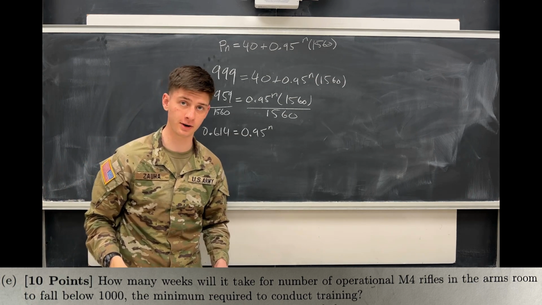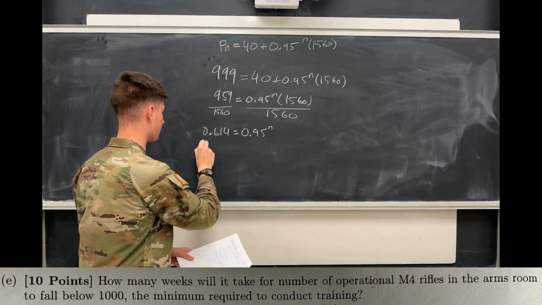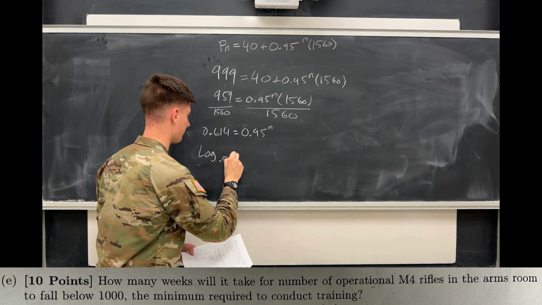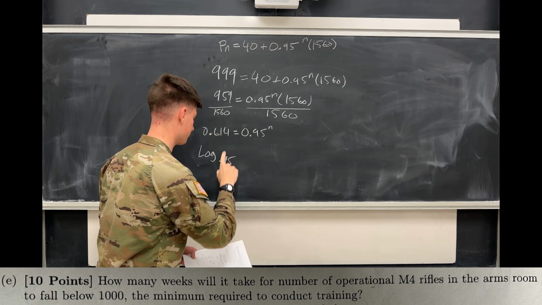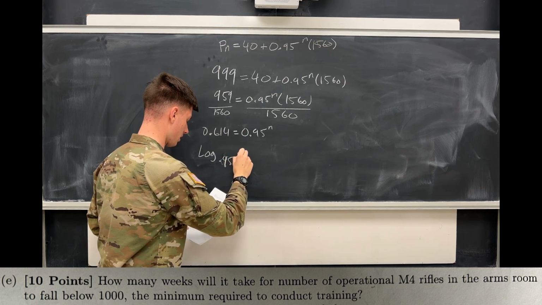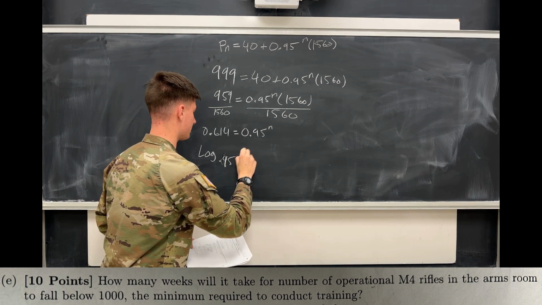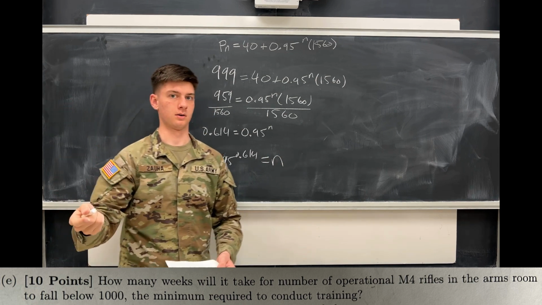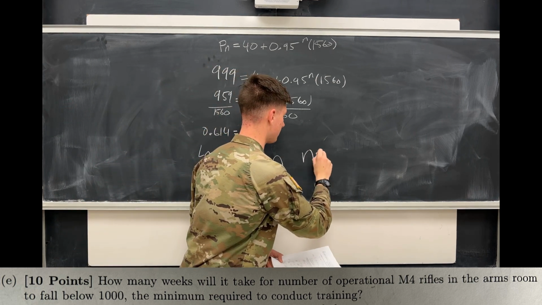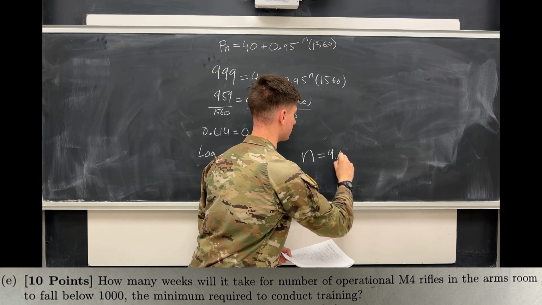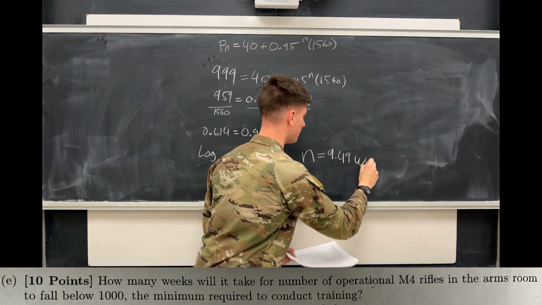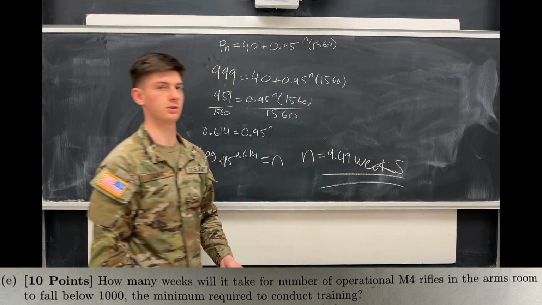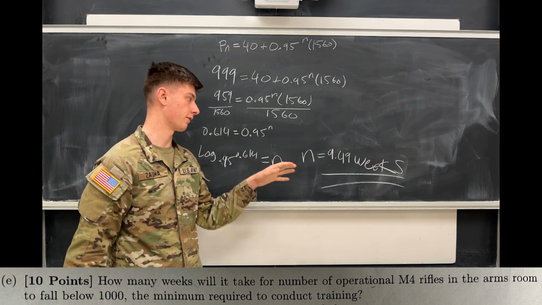So when you take out your calculator, we're going to use the logarithm. Remember, we're going to have log base 0.95. Let me fix that. Log base 0.95 of 0.614 equals n. Write that in your calculator again, and you're going to get that n equals 9.49 weeks. Do not forget your units. Final answer, sorry for the handwriting.